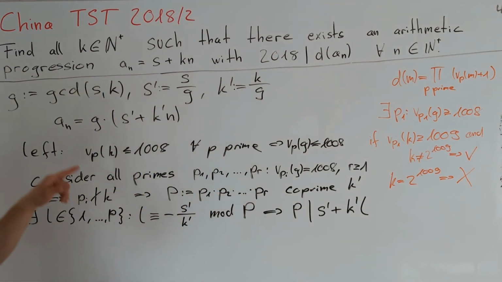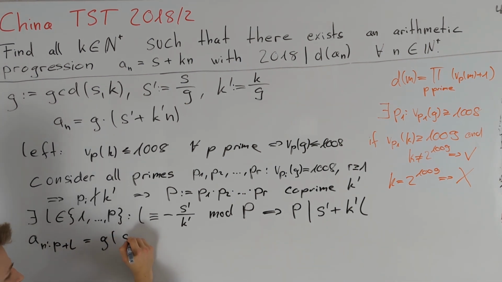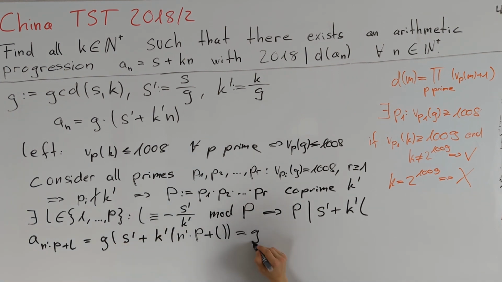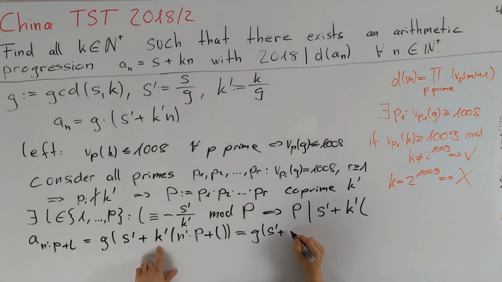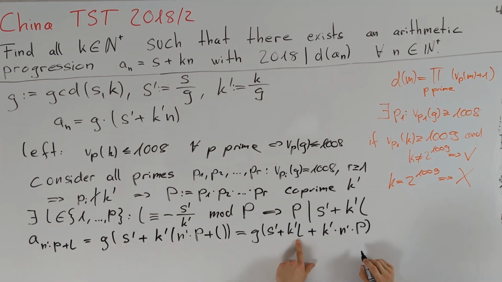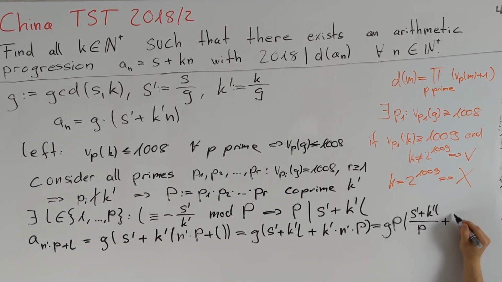Therefore, we want to take a look at these terms here of this arithmetic progression where n is congruent to L modulo capital P. So let's have a look at them and let's call it a of n prime times capital P plus L. This is equal to g times s prime plus k prime times n, and here we take this value for n, which is n prime times capital P plus L, and this is equal to g times s prime plus k prime L, which is exactly this term here, plus k prime times n prime times capital P. Since s prime plus k prime L is divisible by capital P, we can factor P out to get that this is equal to g times P times (s prime plus k prime L over P plus k prime n prime).